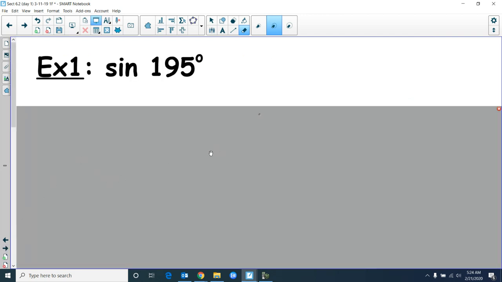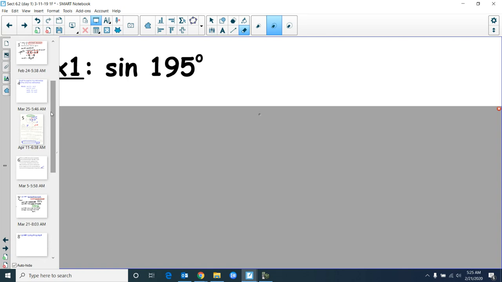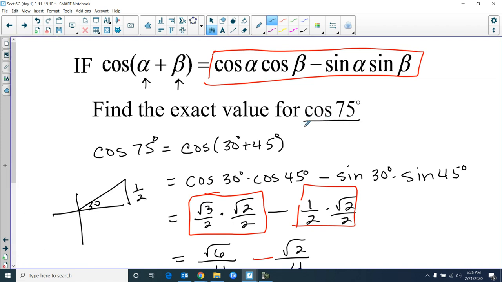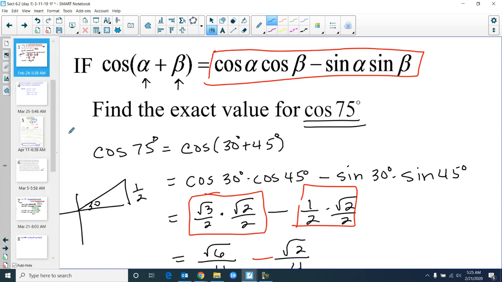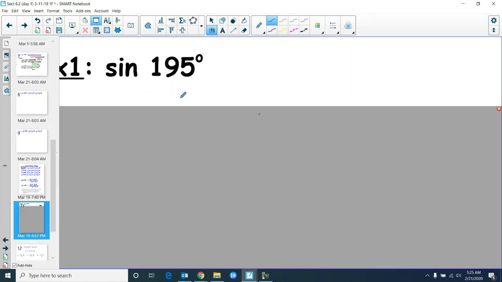All right, so an example. We did that first one, which was 75 degrees. Let me go backwards for a second. So the exact value for cosine of 75 degrees. We can now do other angles other than just 30 and 45 and multiples of those. And that's kind of what we're doing, is just trying to figure out ways to get as many angles as we can. So the next one we're going to do is 195.